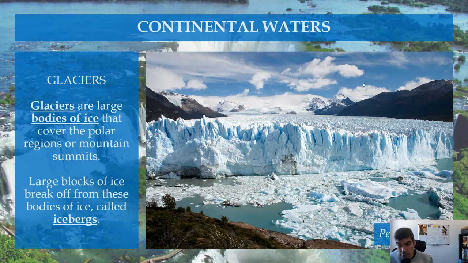Summit is this part of the mountain, the top. Large blocks of ice break off from these bodies of ice, from these glaciers, and they are called icebergs. This is the Perito Moreno Glacier, located also in Argentina, and sometimes some large blocks of ice break off the end of the glacier and float onto the surface like this, and these are called icebergs.